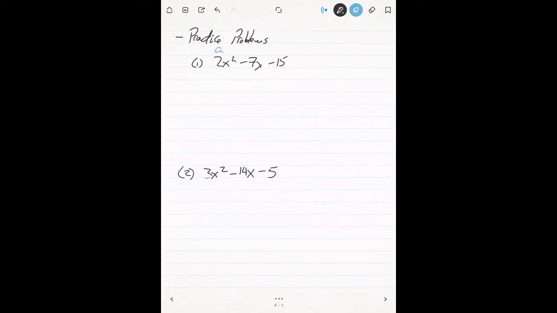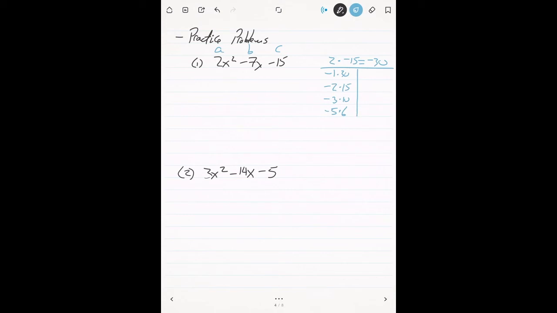A here is 2, B is negative 7, C is negative 15. So we're going to multiply A and C, and we're going to end up with negative 30. Once we multiply A and C, we have to list its factors. So what are the factors of negative 30? Negative 1 and 30, negative 2 and 15, negative 3 and 10, negative 5 and 6.